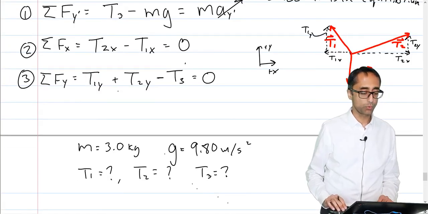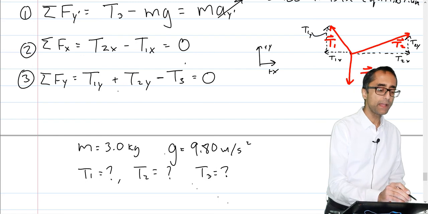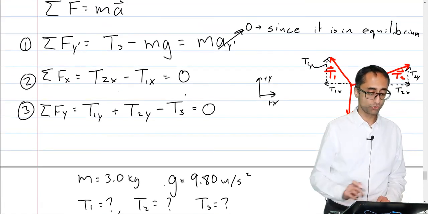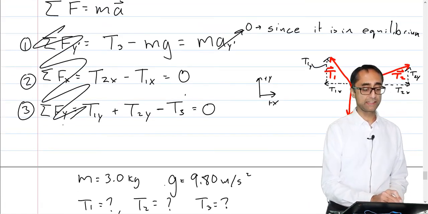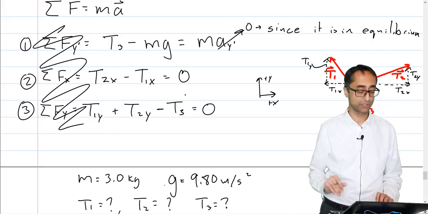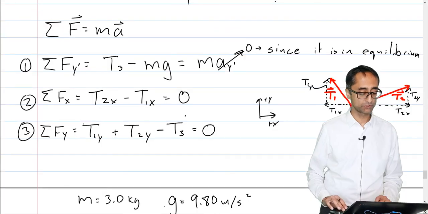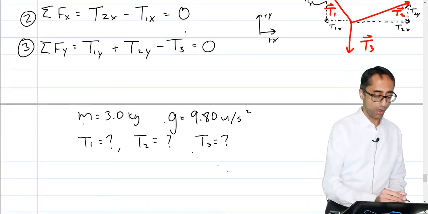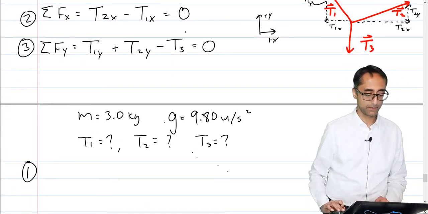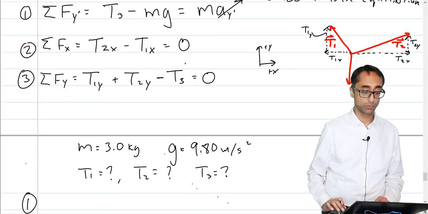I'm going to start with equation 1. And to be honest, when you rewrite them, you start to do math with them. You actually don't need this part of it. I'm not saying scratch it out. I'm saying when you rewrite it, you don't have to rewrite the sum of the forces in the various directions. All we're really writing down is equation 1, T3 equals mg.